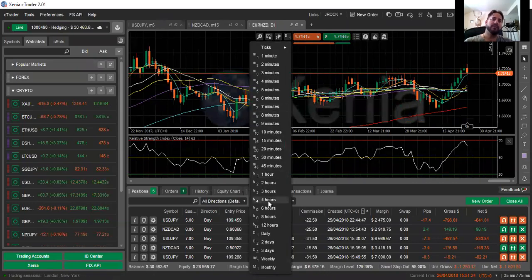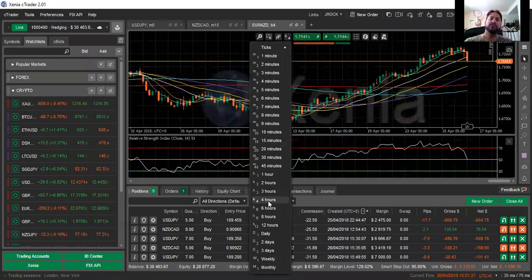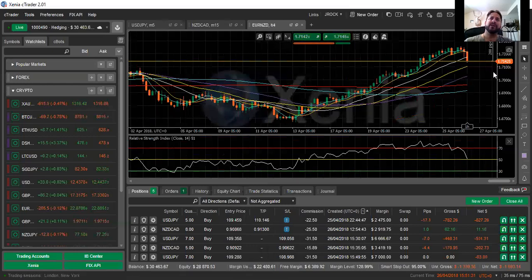Let's go to 4 hour. Yep, a little pullback. It could stop here. It could come to 71. I don't think it'll come all the way to 7,100. We're at 71.42. This is probably a good turning point right here.